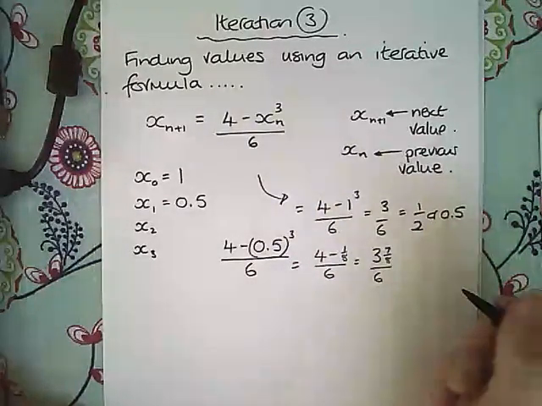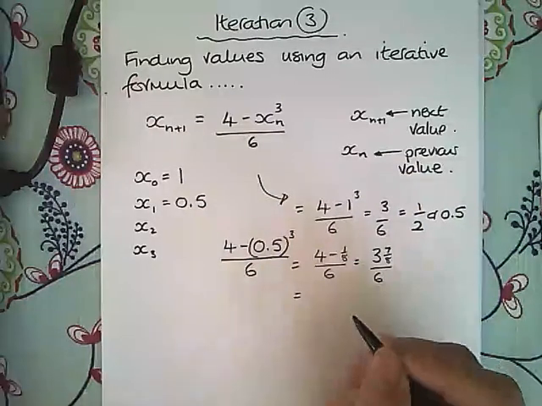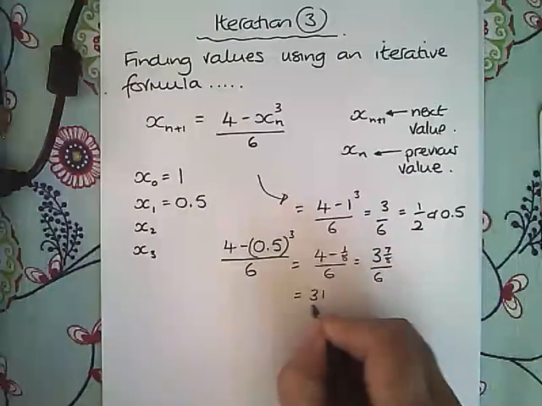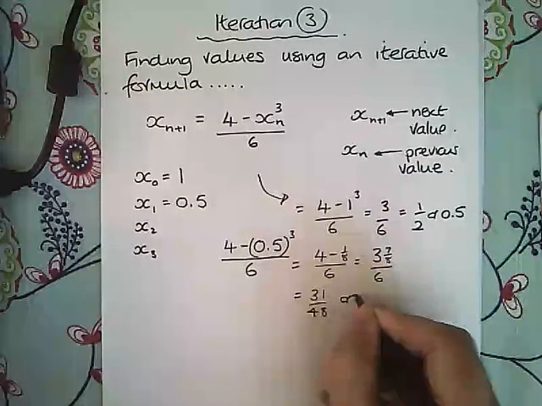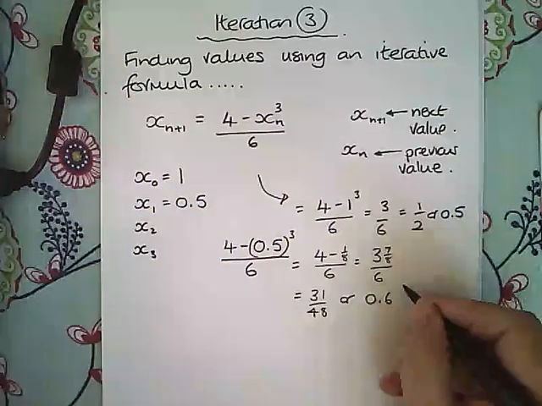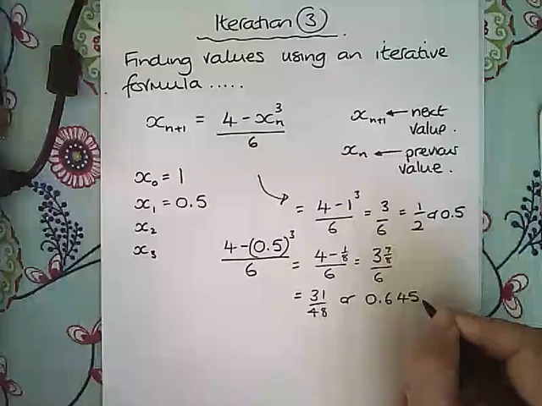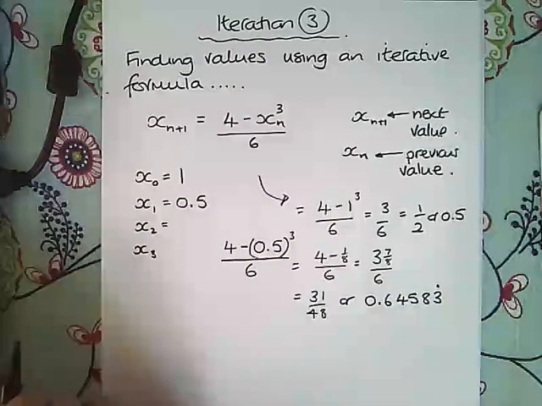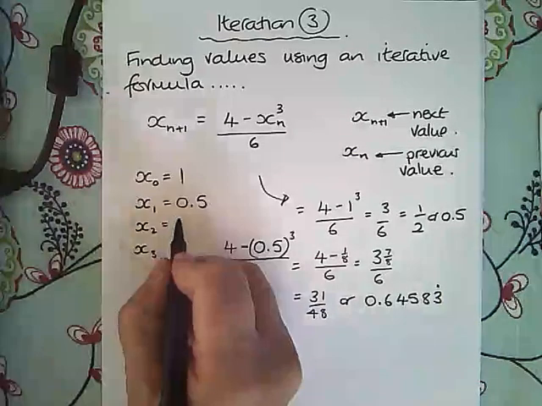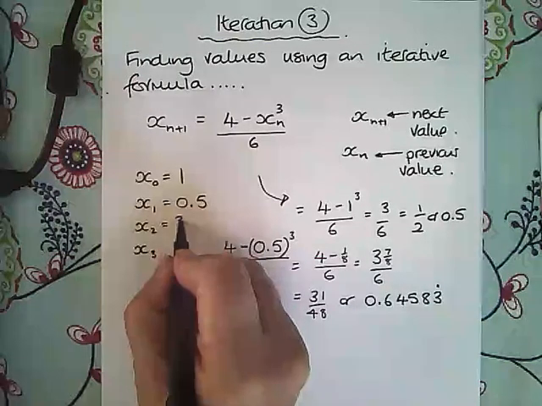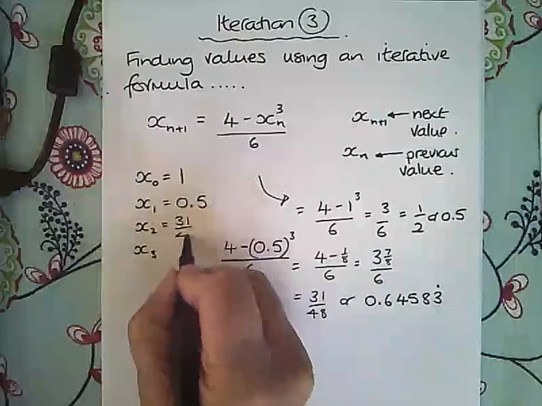If you do that on your calculator, you get this answer, which is 31 over 48, quite a horrible fraction, or a recurring decimal, which is 0.6458, and the 3 recurs. So this is our value of x2. Should I put it as a fraction or a decimal? I'm going to put it as a fraction because it's nicer. It's not a recurring decimal, 31 over 48.